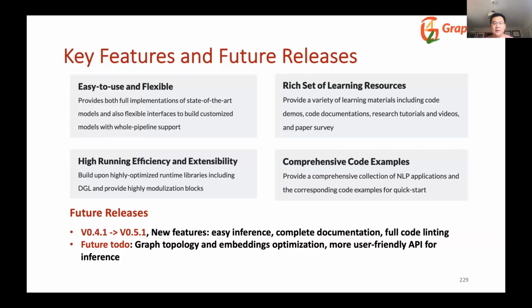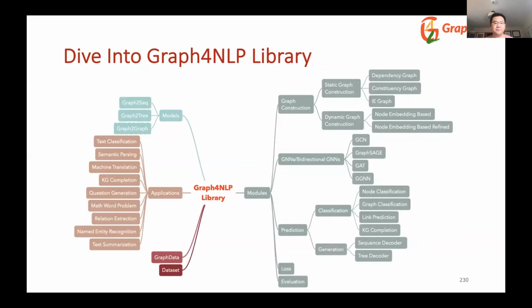Currently, we are very soon to move from the v0.4.0 variant to the next variant. In this new variant, we have several new features. We have easy inference. We have complete documentation. We have full code linting. And also in the future, we are going to further improve the graph topology and embedding optimization so that users can easily use them without any redundancy, and also provide a more user-friendly API for inference.